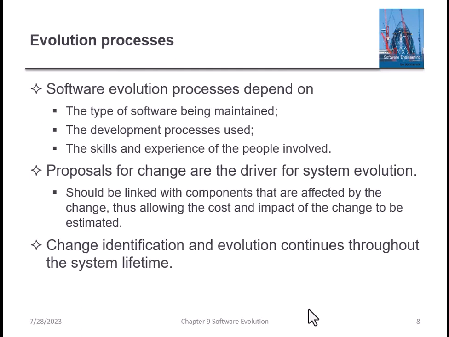One thing I forgot: why does the software evolution process depend on the type of software? Because sometimes modification needs more time as compared to developing the software from scratch. So if we don't analyze these factors, it can be very costly for us.